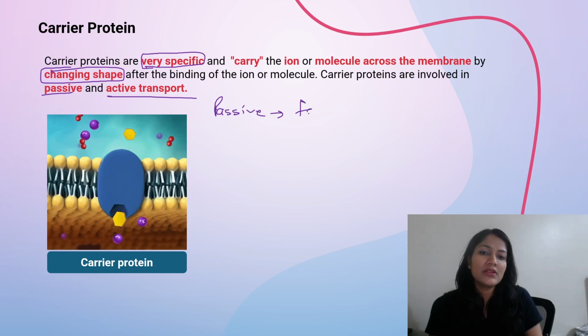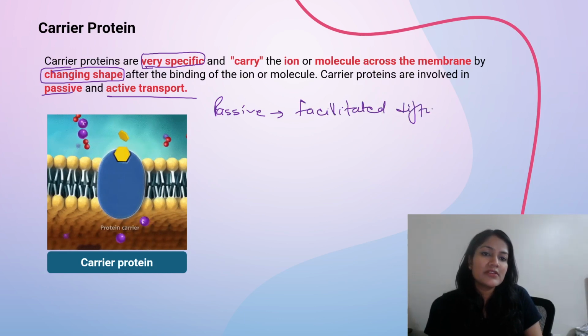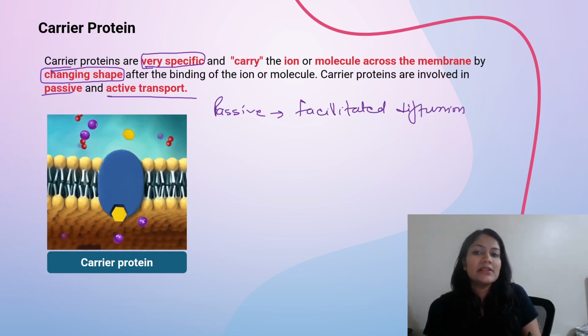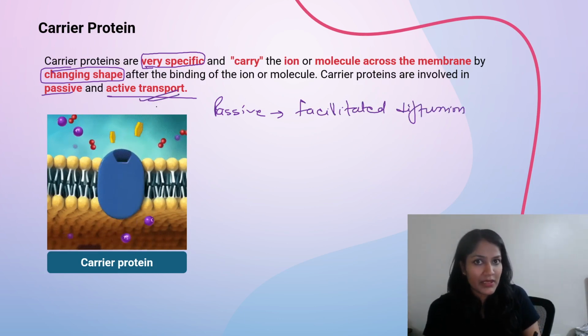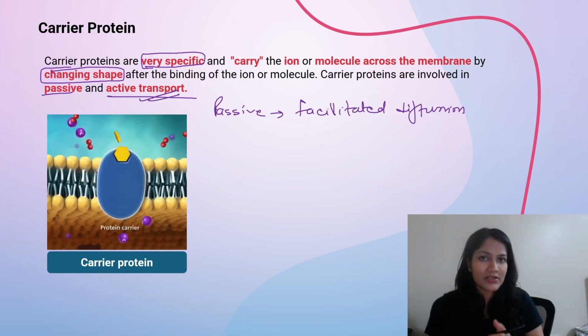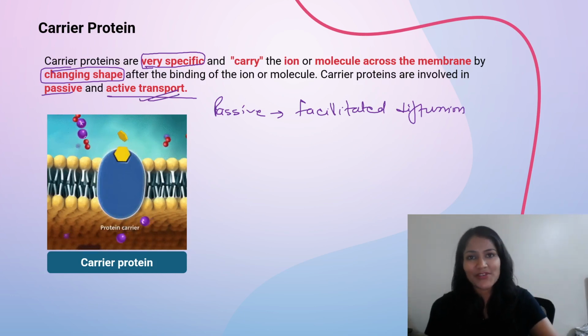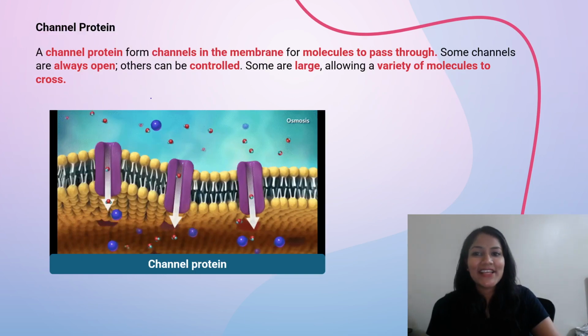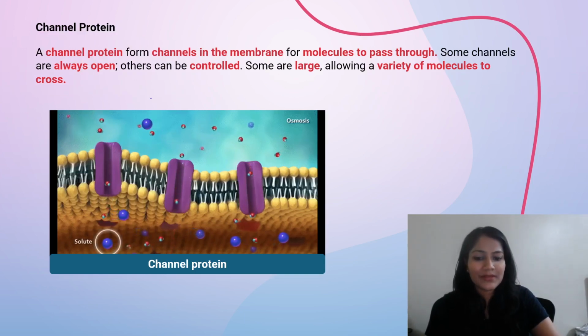कैरियर प्रोटीन्स आर इन्वॉल्व इन द पैसिव एंड एक्टिव ट्रांसपोर्ट। तो पैसिव ट्रांसपोर्ट में हेल्प करते हैं। पैसिव ट्रांसपोर्ट मीन्स फैसिलिटेटेड डिफ्यूजन. ठीक है, फैसिलिटेटेड डिफ्यूजन में हेल्प करेंगे. इसके अलावा ये एक्टिव ट्रांसपोर्ट में भी हेल्प करते हैं. वी विल टॉक अबाउट एक्टिव ट्रांसपोर्ट. पढ़ेंगे हम अभी एक्टिव ट्रांसपोर्ट के बारे में. द नेक्स्ट वन इज द चैनल प्रोटीन.